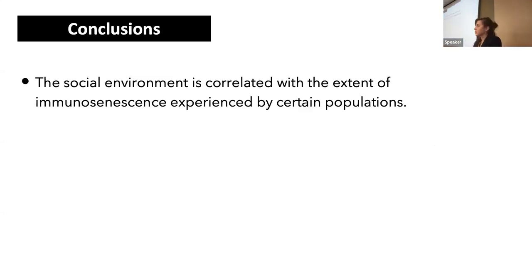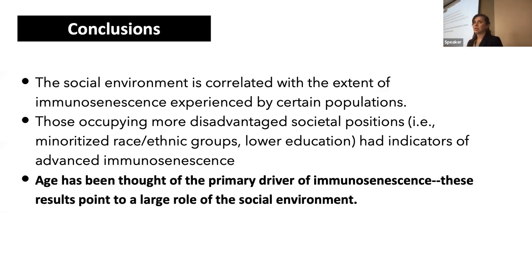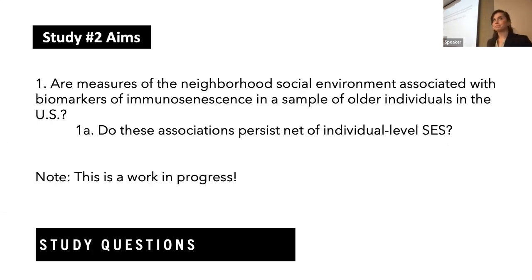So the conclusions from this work, what we think is that this is preliminary evidence that the social environment is correlated with the extent of immunosenescence experienced by certain populations. Those occupying more disadvantaged societal positions, minoritized race ethnicity groups, lower education groups had indicators of advanced immunosenescence. But this is the real take-home message. What I think this paper adds to the field is that age has for a long time been thought of as the primary driver of immunosenescence. And I think this turns it on its head. We know that there is a larger role of the social environment than we previously thought. It's not just chronological age. So that's the real take-home message here.